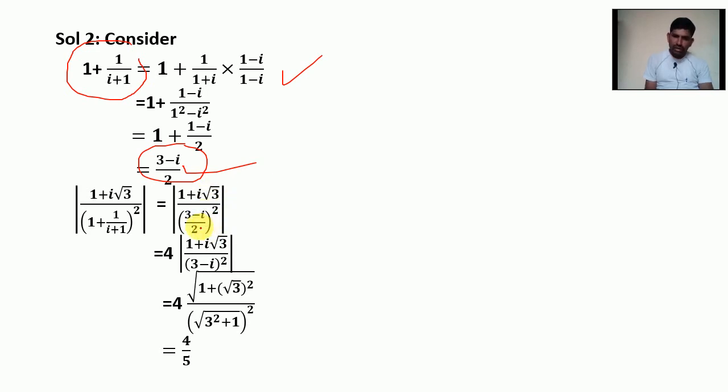Actually there is a power of 2 here, so 2 square is what? 4. The reverse of this is the 4. So we are applying the modulus for the numerator and denominator separately.